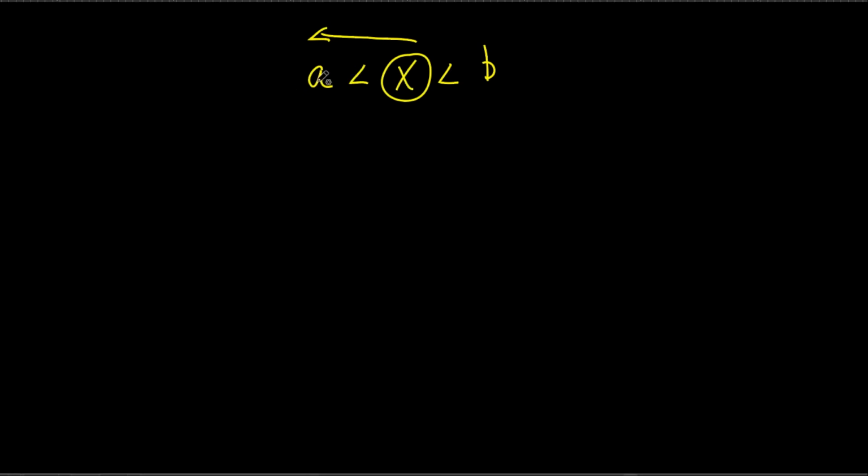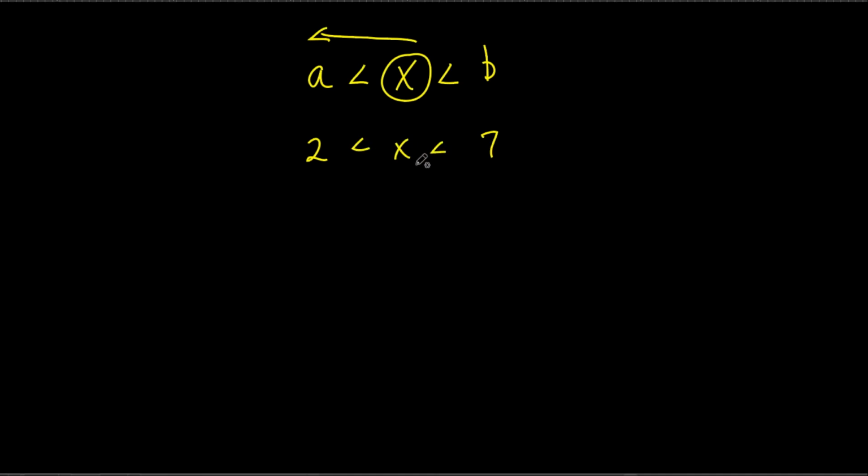So X is a number that's bigger than A, that's greater than A, and it's also less than B. So that means X must be somewhere in between. Exactly right. So this must mean that X is somewhere between these two numbers right here. So let's put two numbers here. Let's put a 2 and a 7. We'll put an X right here.